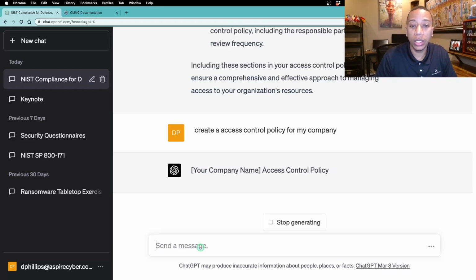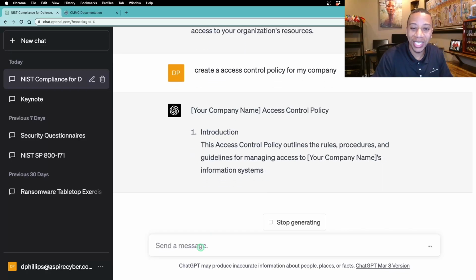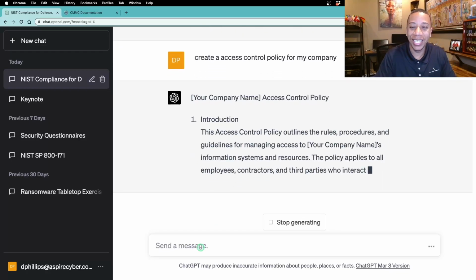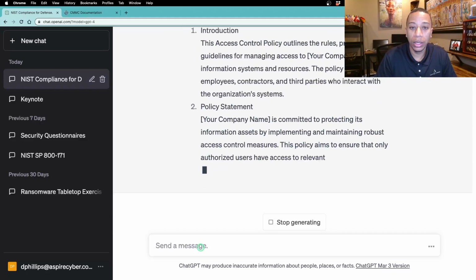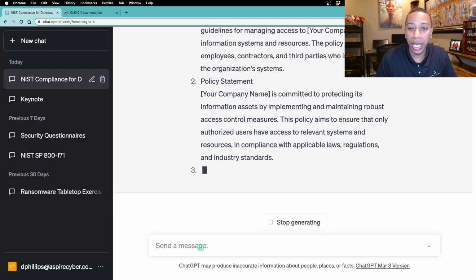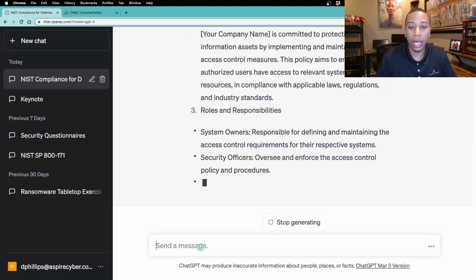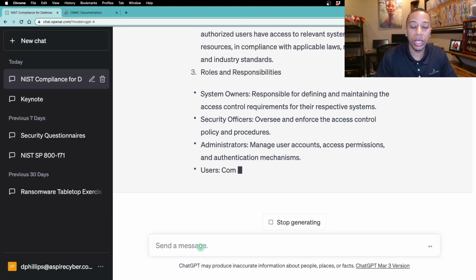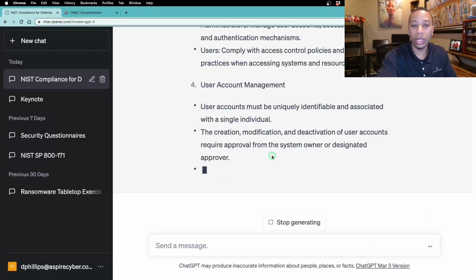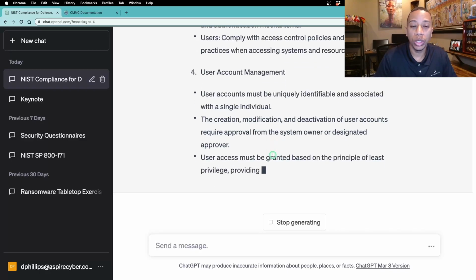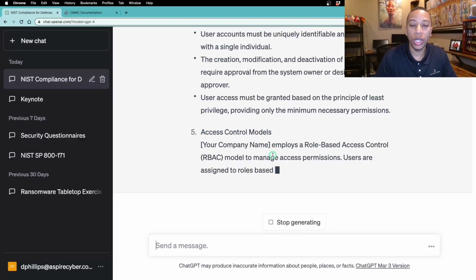I'm creating an access control policy for my company. And now ChatGPT is doing its thing, like magic. Obviously, you would just put in your company name in the brackets, and you'll need to add any additional customization, your specific controls. There you go. Now it's giving you each section. It gives you just verbiage that you can use in your policy. You can expound upon that or remove verbiage, but at least you're not starting from scratch.